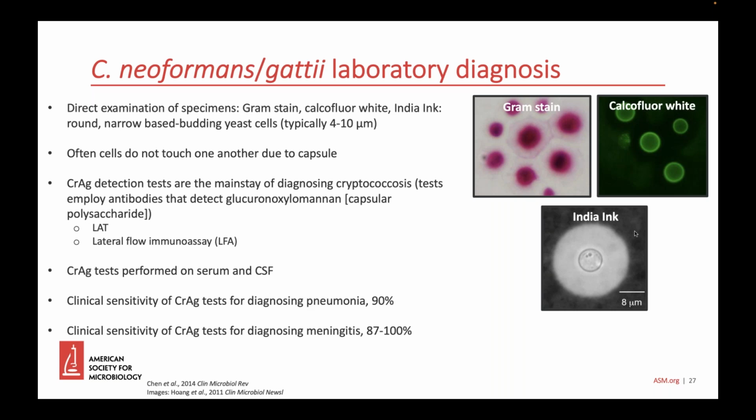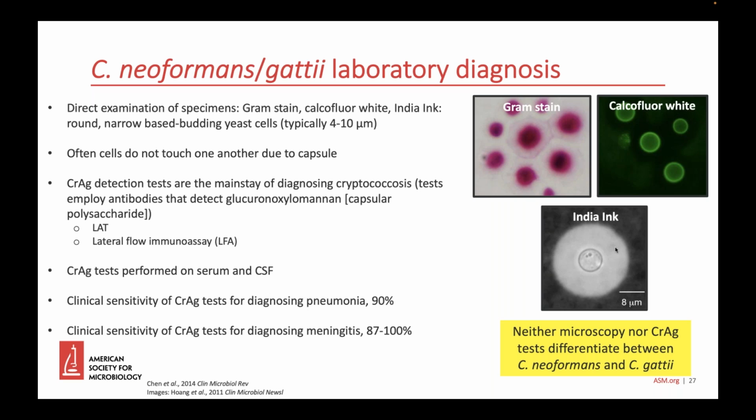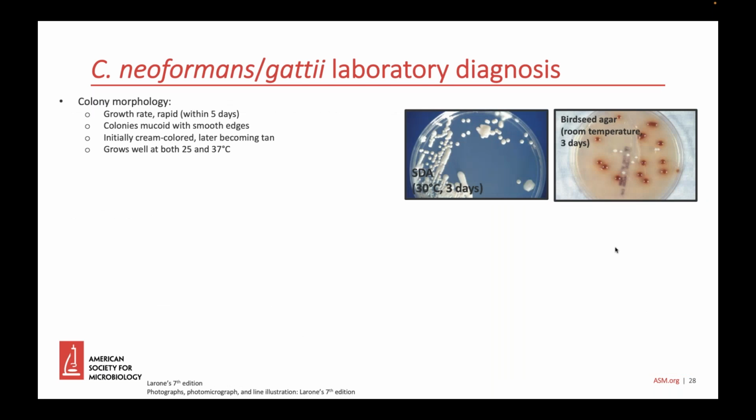The mainstay for diagnosing cryptococcosis, and a revolution in its diagnosis, are the cryptococcal antigen tests that detect capsular polysaccharide. They come in two flavors, a latex agglutination test and a lateral flow immunoassay. The tests are performed on serum and CSF. They have very good clinical sensitivity for diagnosing pneumonia and for diagnosing meningitis. But neither microscopy nor cryptococcal antigen tests can differentiate between neoformans and gattii. So how can we do that if we want to? I'll tell you in a little second.